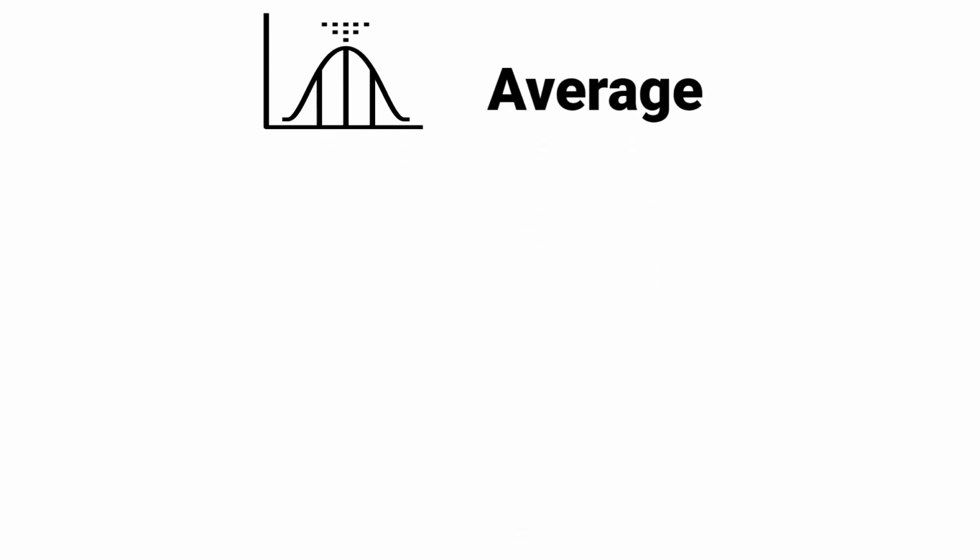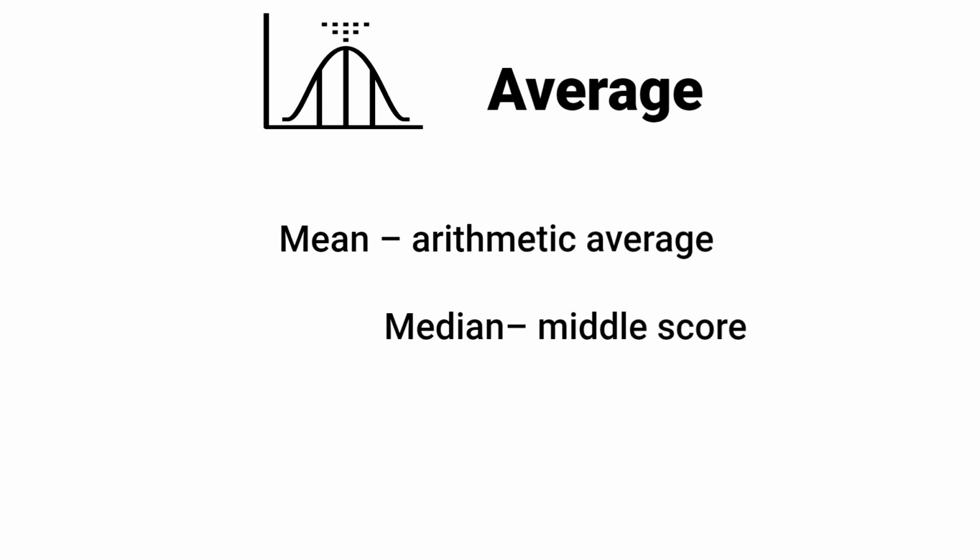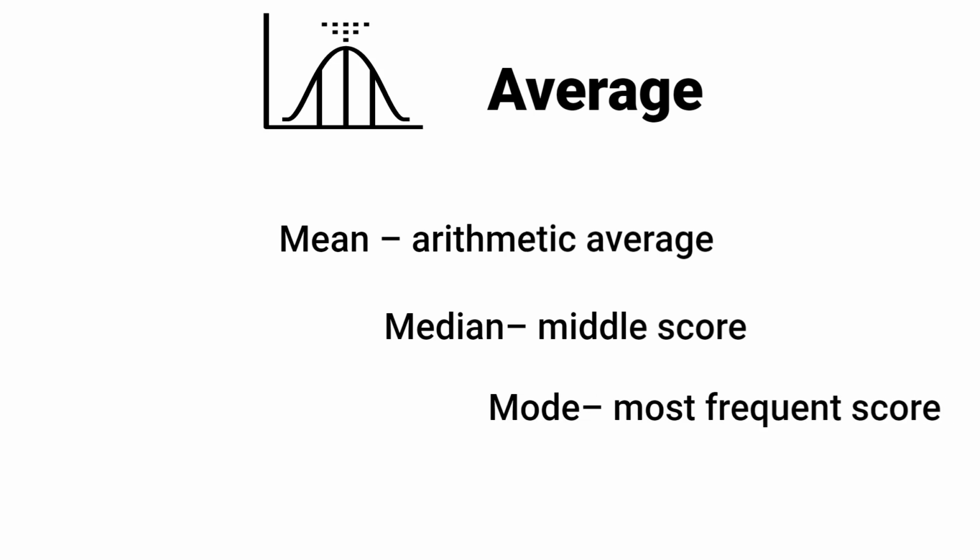As you may recall from Stat 200, there are three main types of averages: the mean or arithmetic average, the median or the middle score, and the mode or the most frequently occurring score. These averages may represent largely different numbers in a distribution, and the use of the wrong average could lead to inaccurate conclusions.